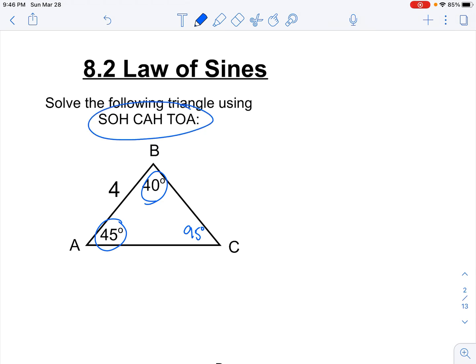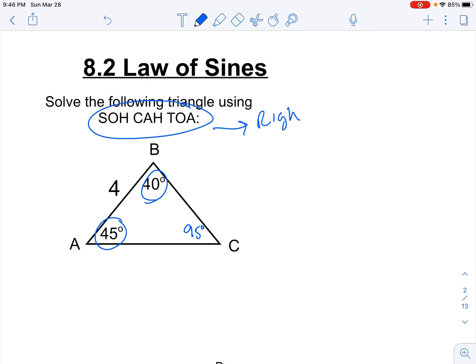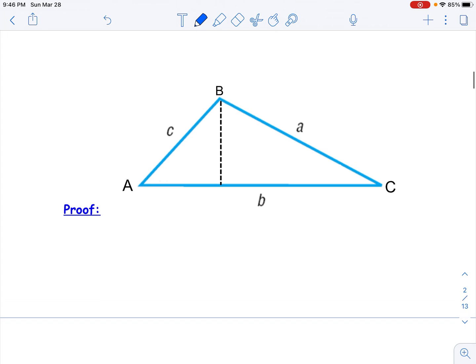SOHCAHTOA can only be used if there is a right triangle, and in this case, it's not a right triangle. So technically, the directions here do not allow you to solve using SOHCAHTOA. Again, in order to use SOHCAHTOA like we did in the last section, you must have a right triangle. So we're going to take a look at what is called the law of sines. Some of you may have seen this before.